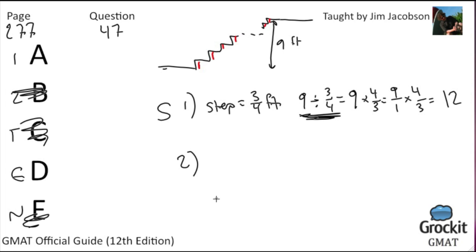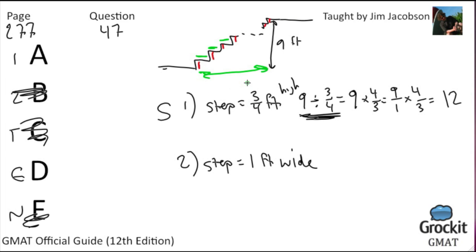Statement 2, each step is 1 foot wide. So this was height. Step equals 1 foot wide. Now, I'm assuming by width that they mean this distance here. It wouldn't make sense to have a staircase that's literally 1 foot across, because people themselves wouldn't be able to go up the stairs. Not that it matters, because either of those two measures are completely irrelevant to how many steps it takes to go up 9 feet. We found nothing about this distance here.